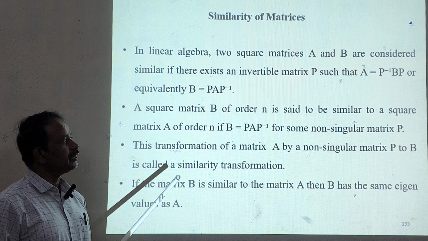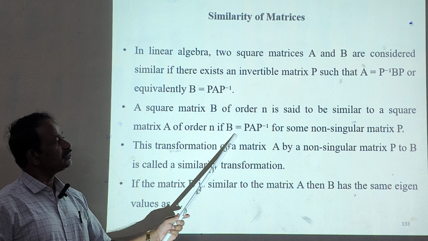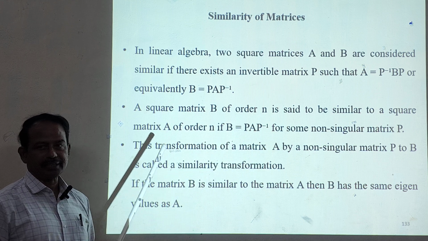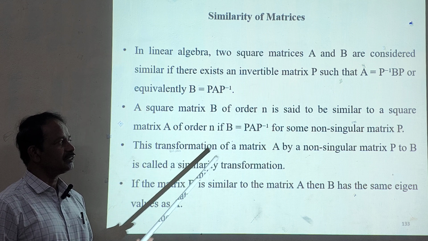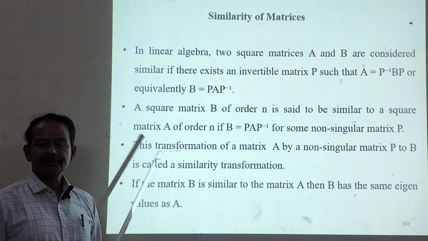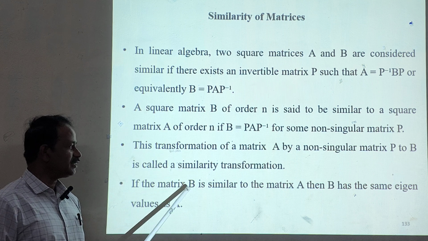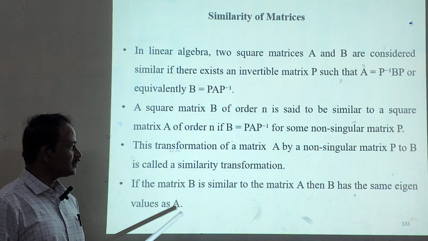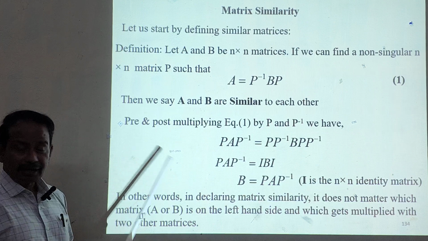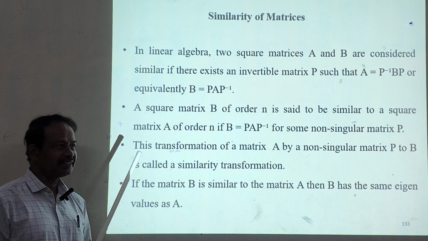A square matrix B of order n is said to be similar to a square matrix A of order n if B equals P A P inverse for some non-singular matrix P. So P must be a non-singular matrix. This transformation of a matrix A by a non-singular matrix P to B is called a similarity transformation. It implies that we change from one basis to another basis. If the matrix B is similar to the matrix A, then B has the same eigenvalues as A. I repeat, A and B are similar matrices and they will have the same eigenvalues, same determinant, same rank and all those things.